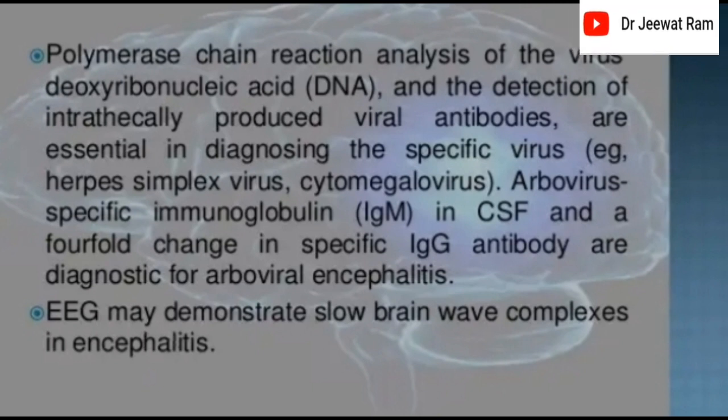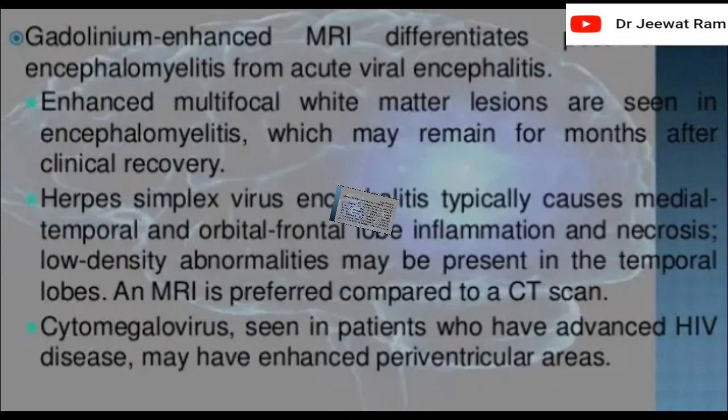Herpes simplex virus, cytomegalovirus, arbovirus specific immunoglobulin in CSF, and a fourfold change in specific immunoglobulin G antibody are diagnostic for arboviral encephalitis. EEG may demonstrate slow brain wave complexes in encephalitis.